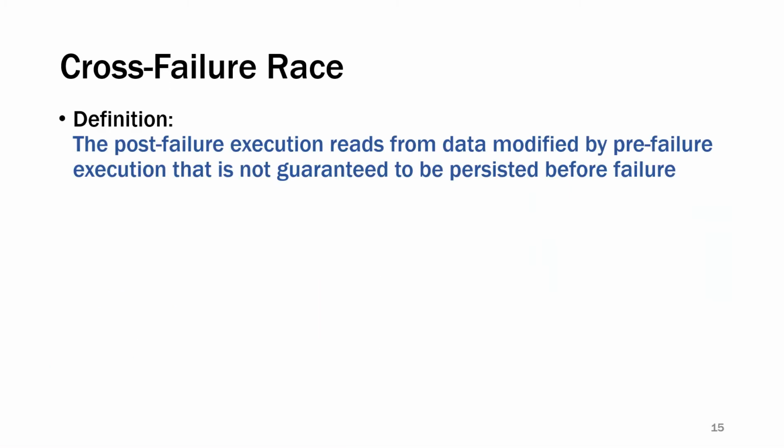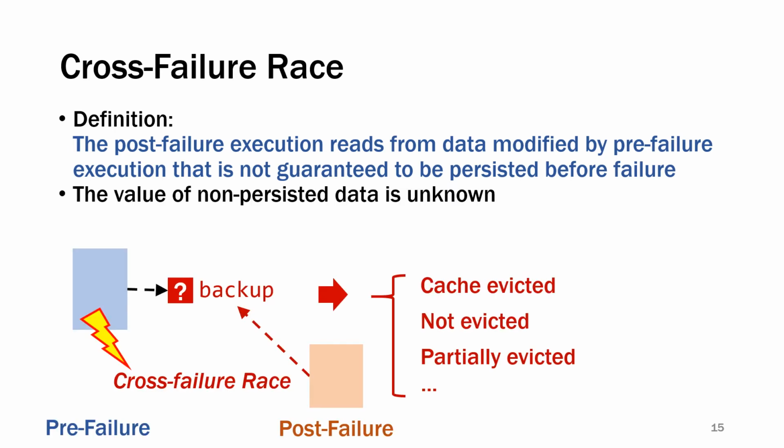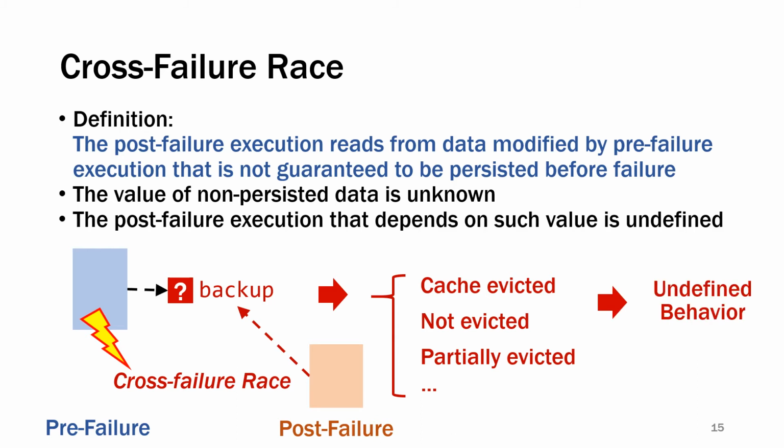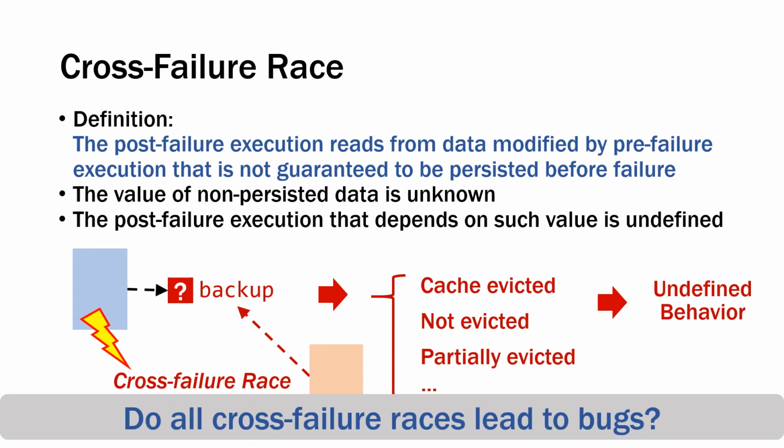And we call this situation a cross-failure race, that is, read from a potentially non-persistent location. More formally, a cross-failure race is defined as the post-failure execution reads from data modified by the pre-failure execution that is not guaranteed to be persisted before failure. As the value of such non-persistent data is unknown, the cache block can be evicted or not evicted or partially evicted, so what data remains on persistent memory is unclear. And the post-failure execution that depends on such unknown value is therefore undefined and can lead to undefined behavior later on. So the question arises, do all cross-failure races lead to bugs? Is there any exception?